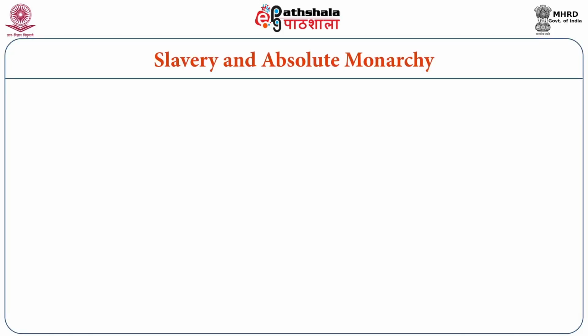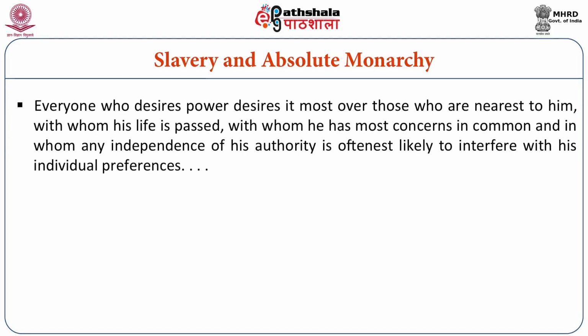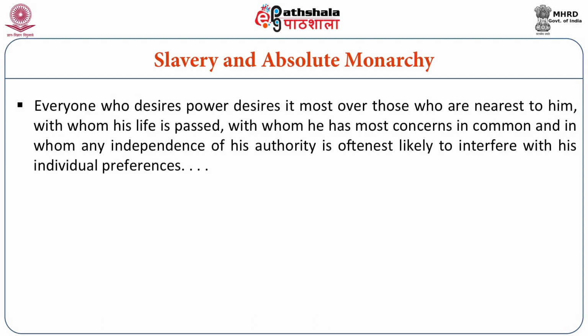The next part, titled Slavery and Absolute Monarchy. Everyone who desires power desires it most over those who are nearest to him, with whom his life is passed. Now just understand this thing. Do we want to control those people who are sitting in other countries? Yeah, we are not concerned with them? No. We want to control those people with whom we want to live our life. The same way, Mill says, with whom he has most concerns in common and in whom any independence of his authority is likely to interfere with his individual preferences. So that is the reason of the slavery and absolute monarchy.